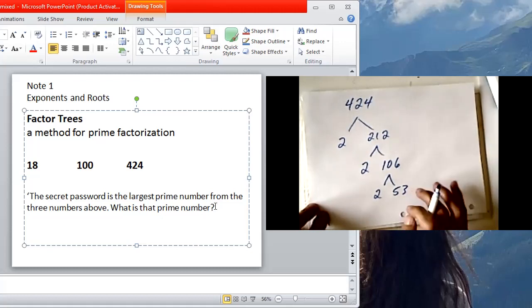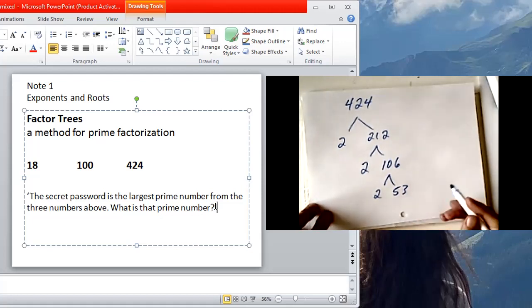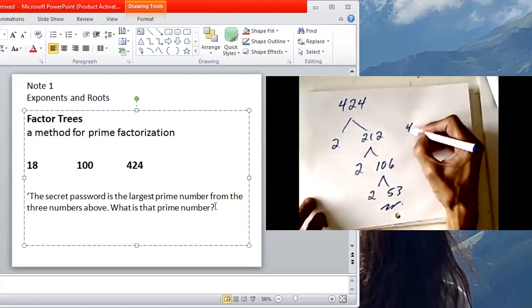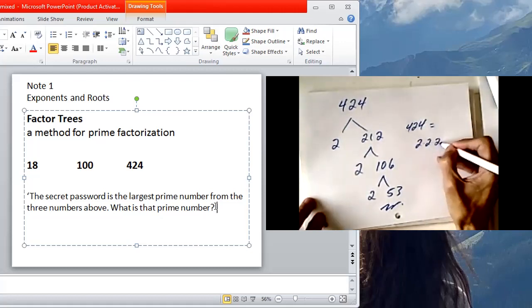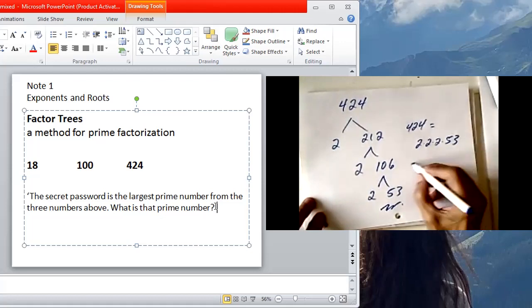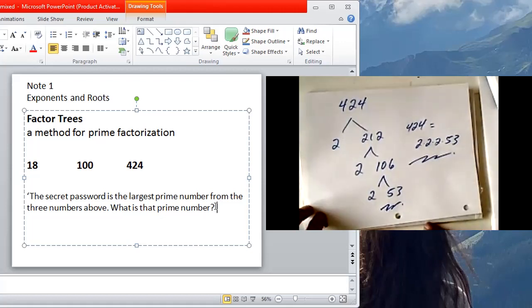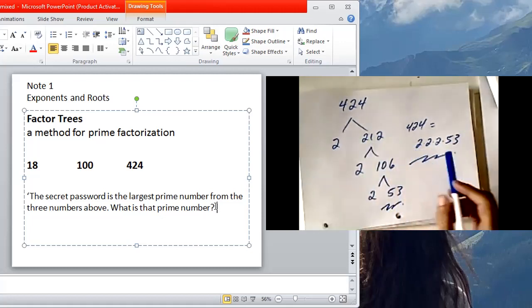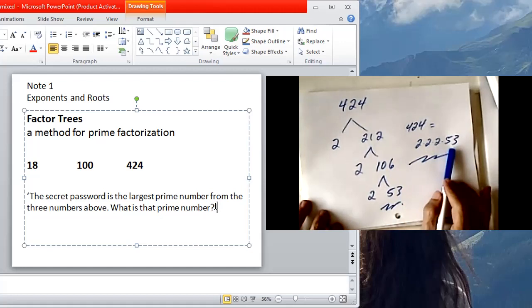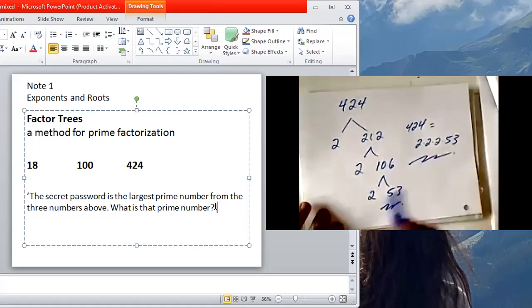And see, now you got to know stuff. Is 53 a prime number, or is it finished? Can we go more? Well, for free, I'm going to tell you that that's it. Okay, so for 424, the prime factorization is 2 times 2 times 2 times 53. And so now, that shows you the factor tree method for creating the prime factorization of a given number.